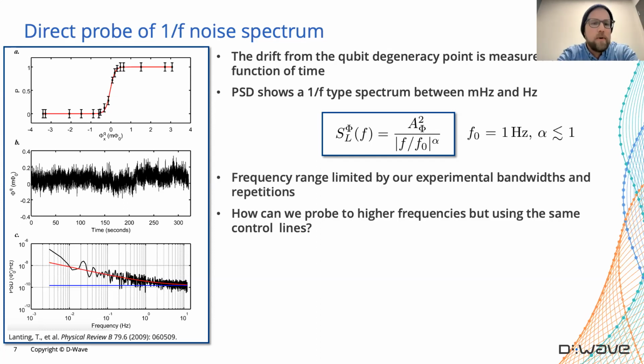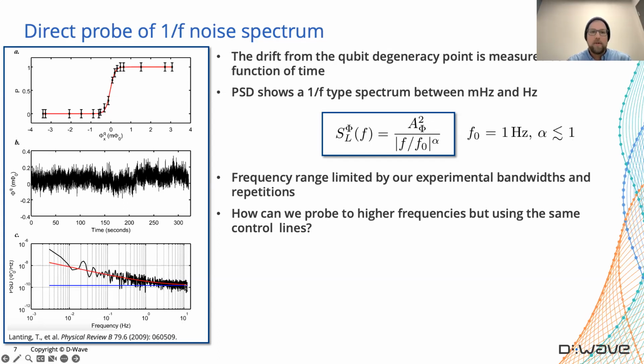So you can say, okay, if we're able to measure this type of spectrum, why do we need to have any other measurement techniques? But you can see that the frequency range that this measurement is over is millihertz to hertz. So we're not able to probe up into those gigahertz regimes that I was showing on the previous slide.